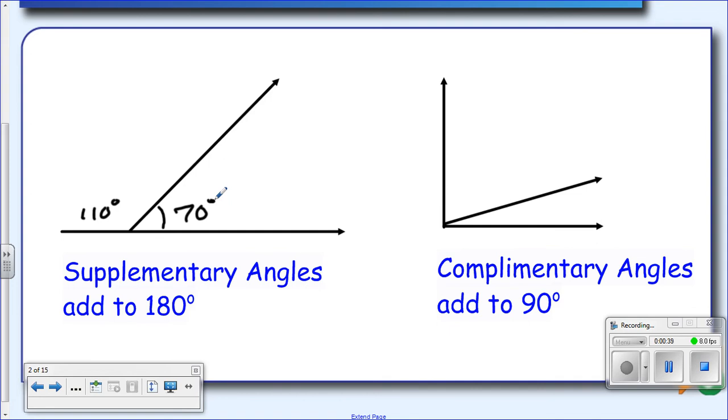These two are complementary angles. Together, they give you a 90-degree angle. So if this angle right here is 30 degrees, this angle right here would be 60 degrees. Together, they add up to 90. So supplementary is 180, complementary adds up to 90.